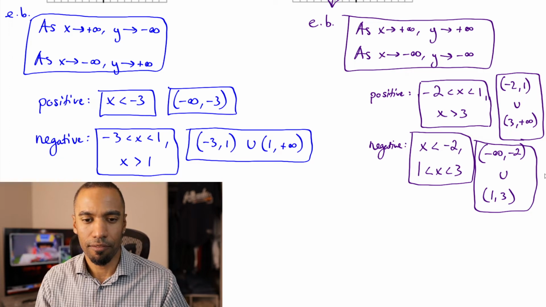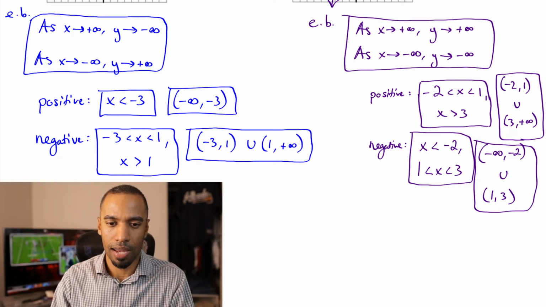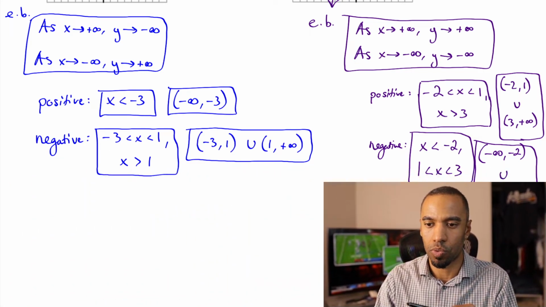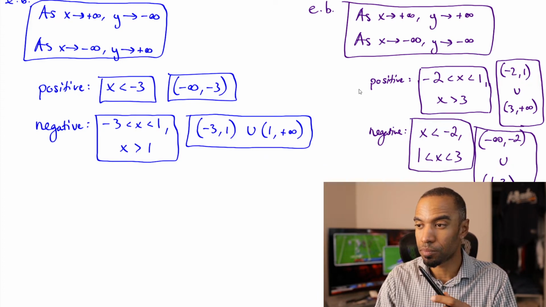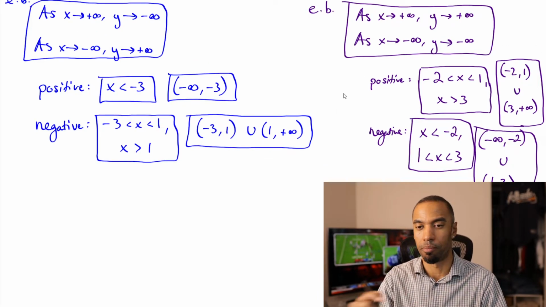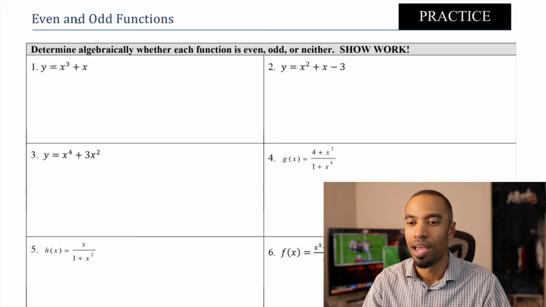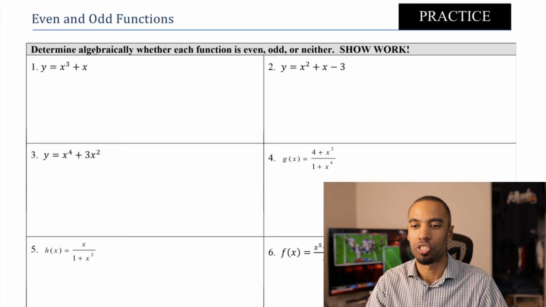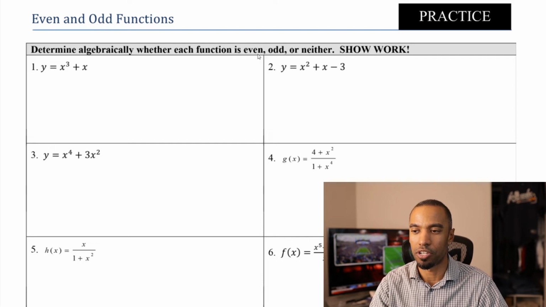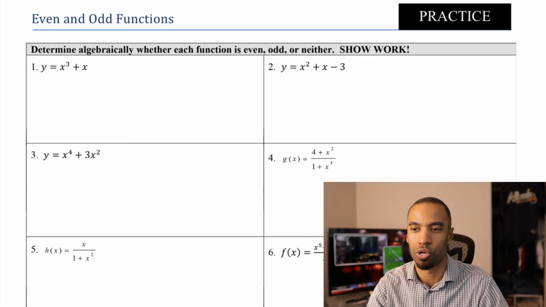So we've done everything now except for odd and even functions, not to be confused with odd and even degree. Odd and even functions have to do with some form of symmetry. That's what the whole back page is about. So let's get to it. All right, even and odd functions. Determine algebraically whether each function is even, odd, or neither shall work.